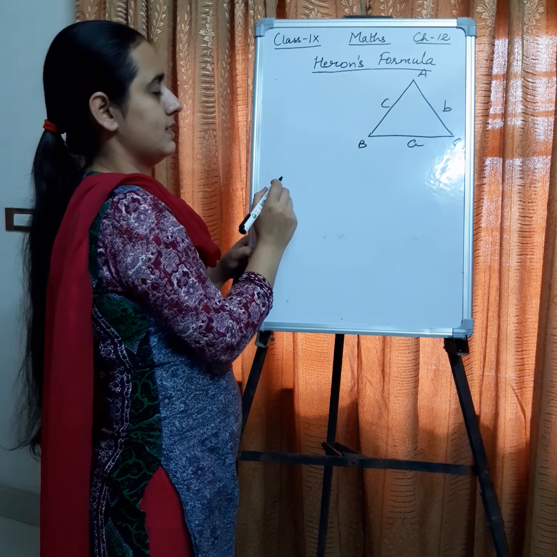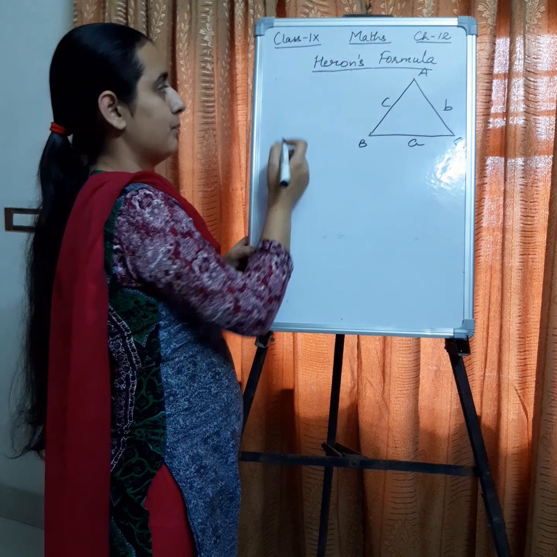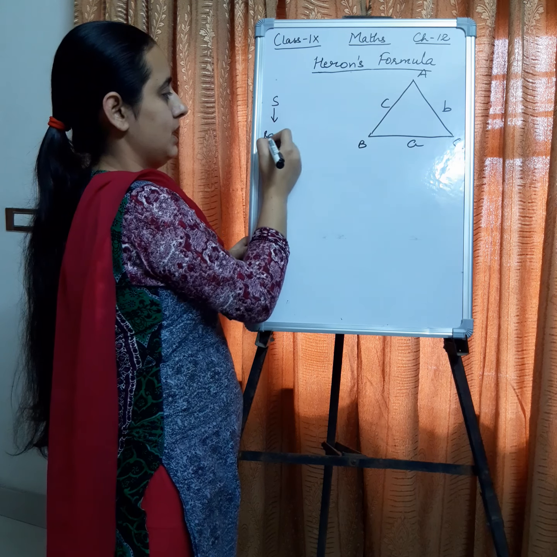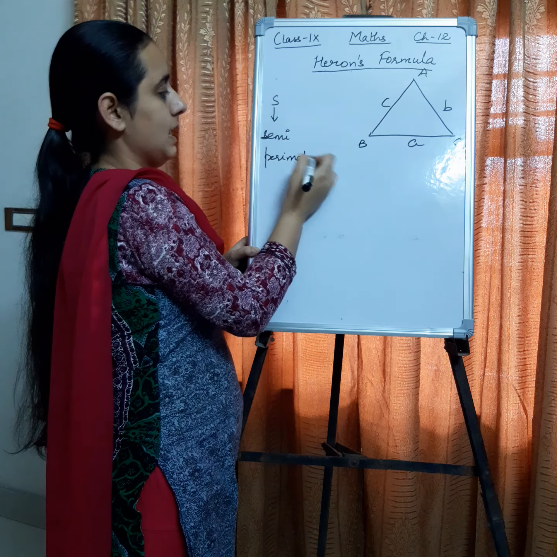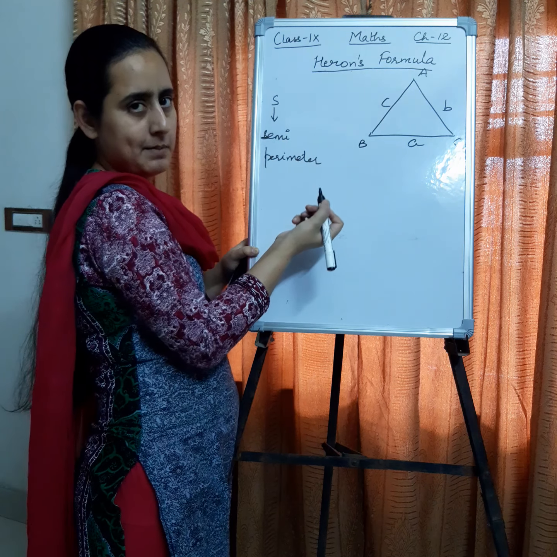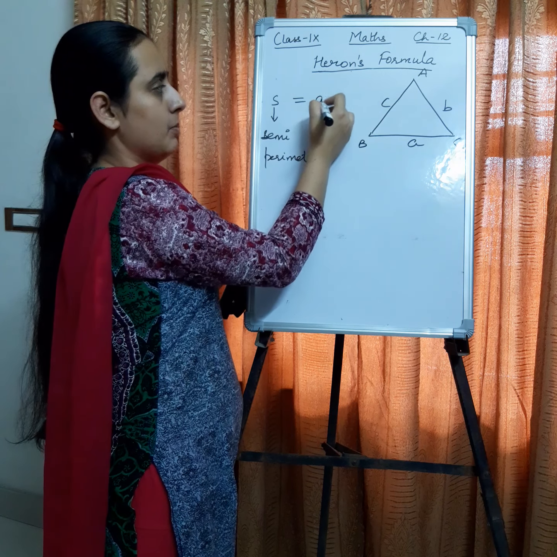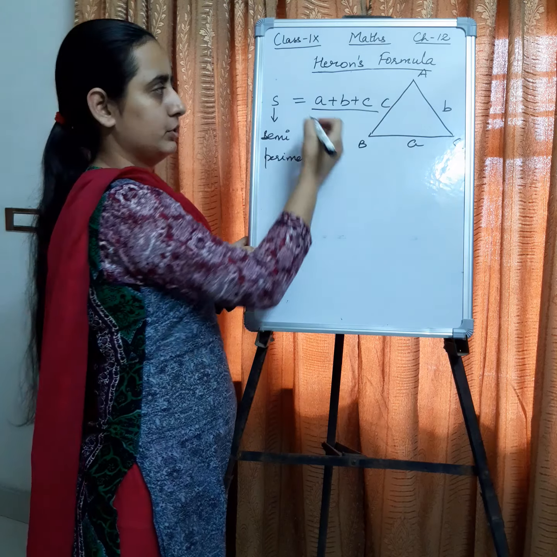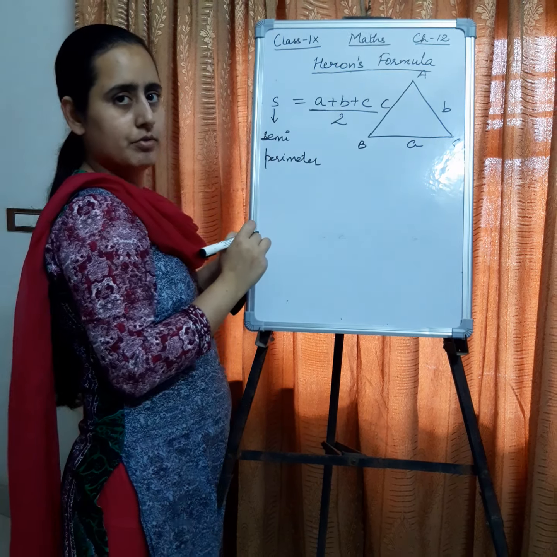What does Heron's formula say? First of all, let A, B, C be the lengths. So we will find out its semi-perimeter. Here S means semi-perimeter. Now the word semi, you all know that semi means half. So what is the formula for perimeter? Sum of all the sides, A plus B plus C. Semi means half, so we will divide this sum by 2. This is the value of S.